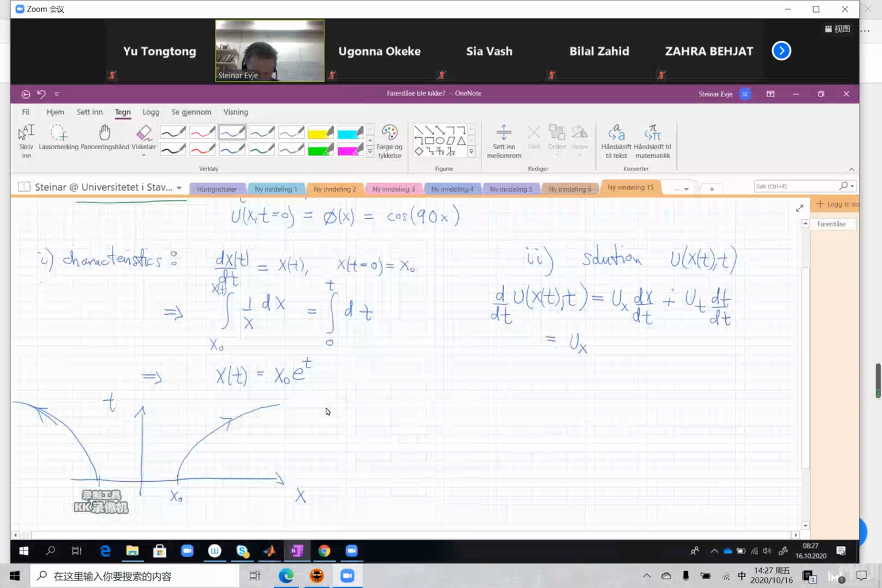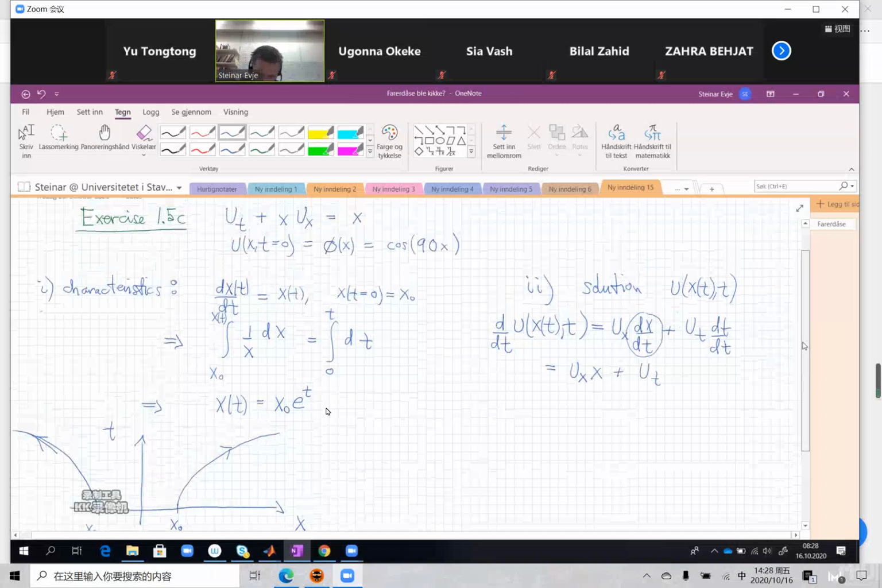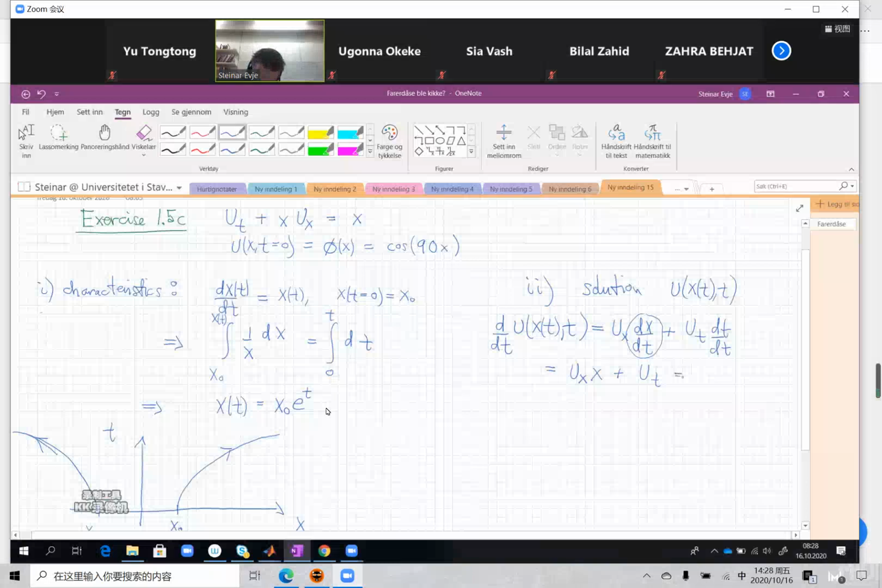Then we use the equation for the characteristic, namely that dx/dt is equal to x, plus u_t. As usual, the mechanism involved is that this choice of equation for the characteristic ensures that we have produced the left-hand side of the equation itself. And according to the equation, this is equal to x(t).